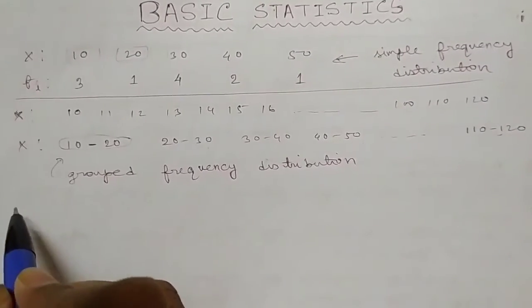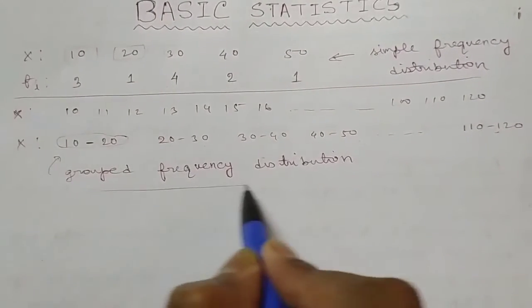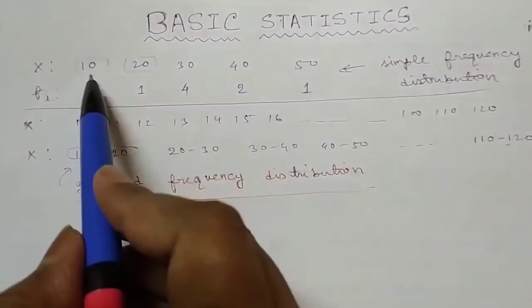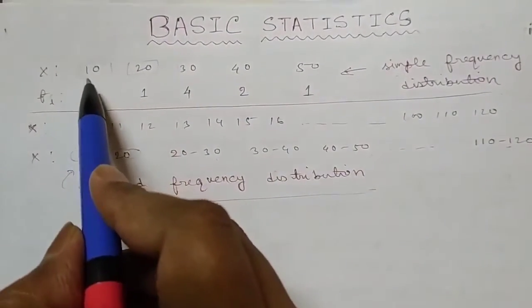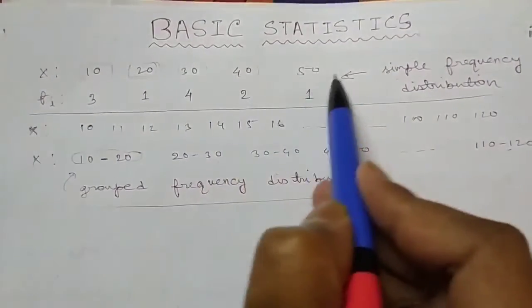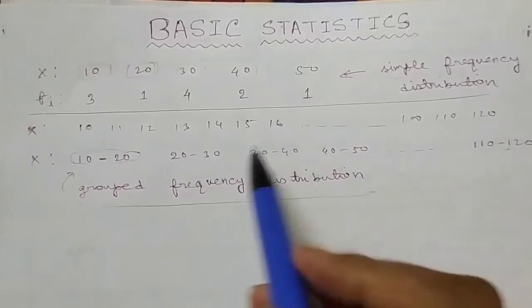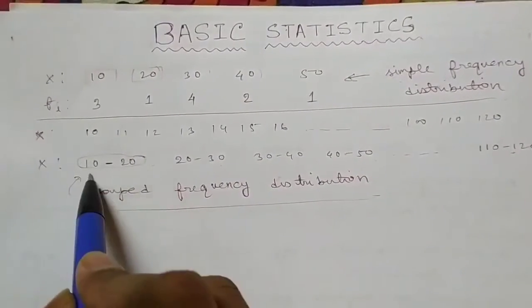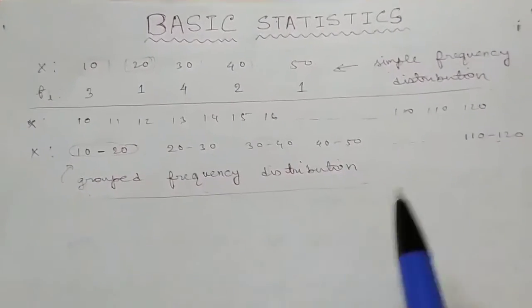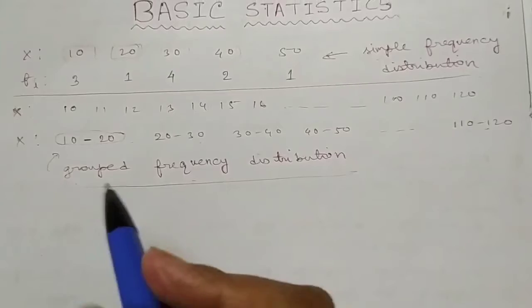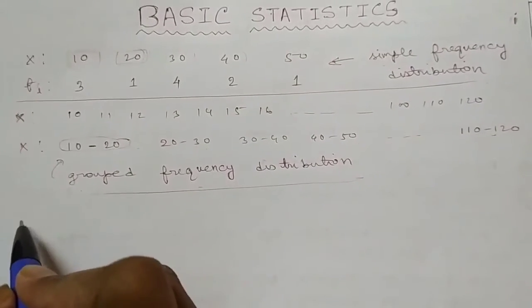Now what are the terms associated with this group frequency distribution? Now we all know that this is the simple frequency distribution. When there is a simple set of data, only single data will be available. For group frequency distribution there will be a range of data, a certain range will be there. And what are the terms associated with group frequency distribution? There is the term that is class interval.